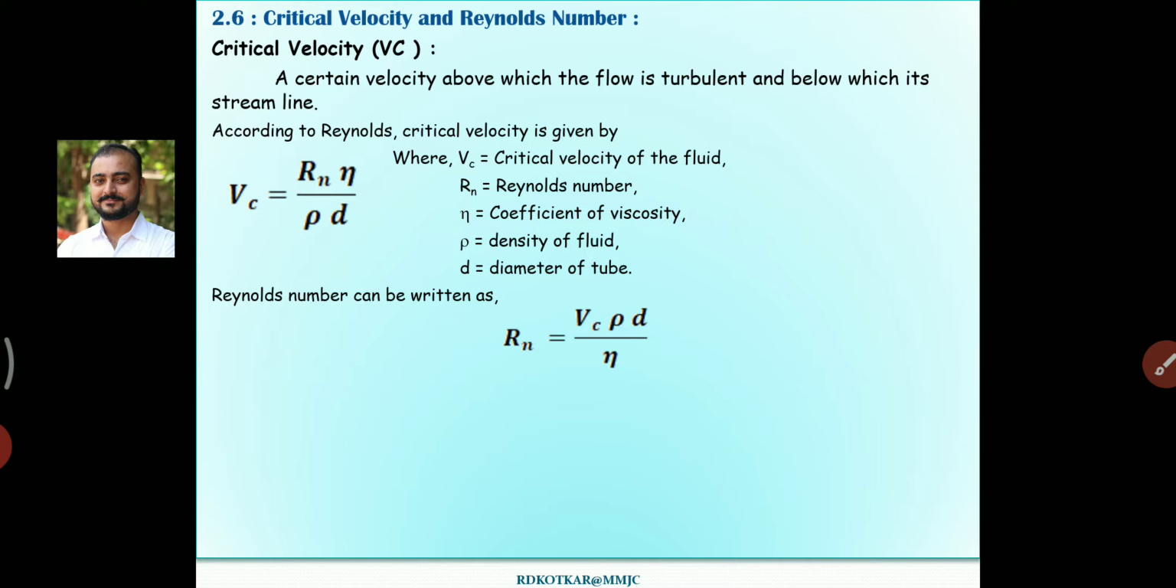Now, using the formula of critical velocity, we can derive the formula for Reynolds number, which can be given as Rn = Vc into rho into d divided by eta. Rn is the Reynolds number, as you observe in the description above. Here this Reynolds number is a pure number. It should be a pure number.